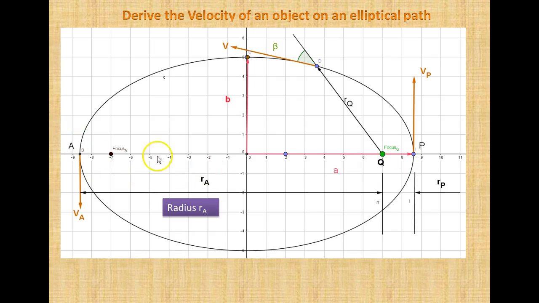Okay, radius A. Radius A is the distance from point Q, the object that we're orbiting, to the furthest point on the ellipse, A, apoapsis. And this is called radius A. Radius P is the distance from point Q to P, periapsis. And this radius is called RP.